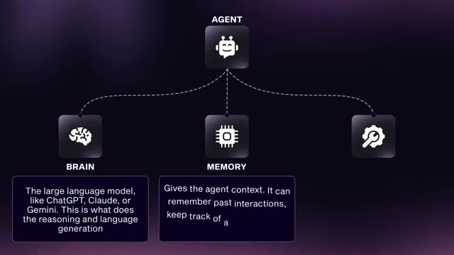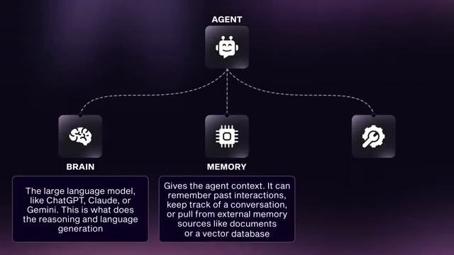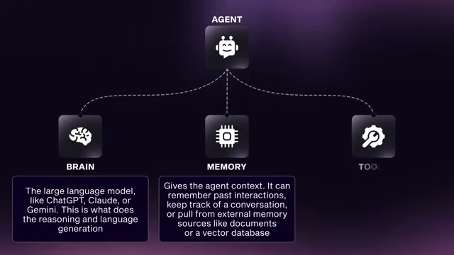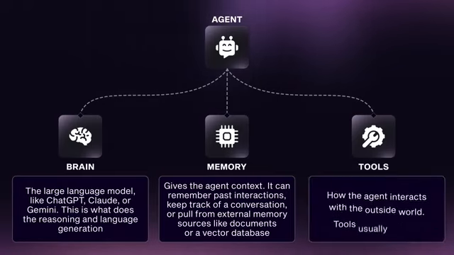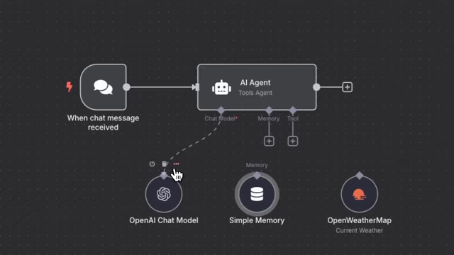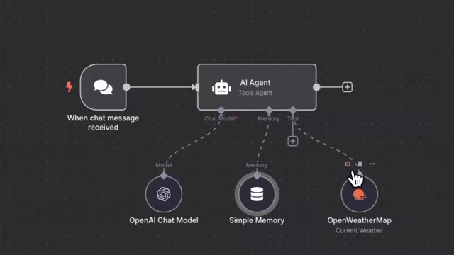Memory, this gives the agent context. It can remember past interactions, keep track of a conversation, or pull from external memory sources like documents or a vector database. Then tools are how the agent interacts with the outside world. Tools can involve retrieving data or context, taking action, or orchestrating other workflows. That could also include other agents. Now, n8n's agent node gives you a slot for all 3 of these, so your agent can think, remember, and act, all inside your workflow.